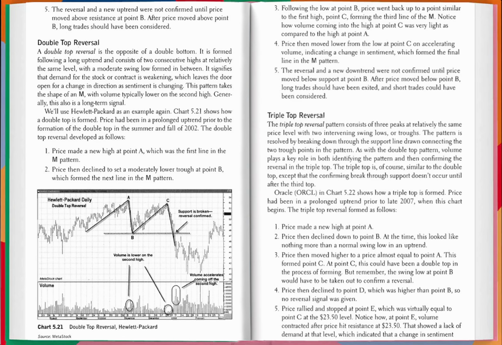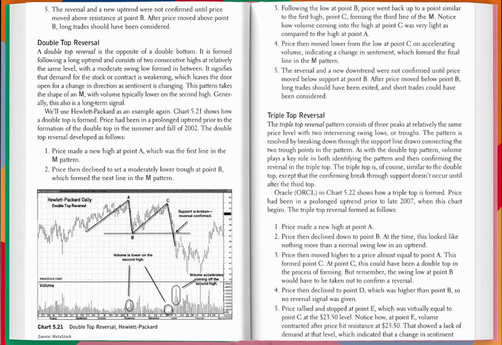Price had been in a prolonged uptrend prior to the formation of the double top in the summer and fall of 2002. The double top reversal developed as follows. 1. Price made a new high at point A, which was the first line in the M pattern. 2. Price then declined to set a moderately lower trough at point B, which formed the next line in the M pattern. 3. Following the low at point B, price went back up to a point similar to the first high, point C, forming the third line of the M. Notice how volume coming into the high at point C was very light as compared to the high at point A.